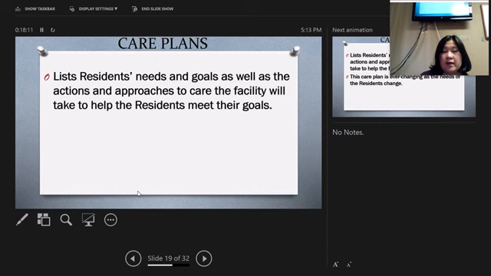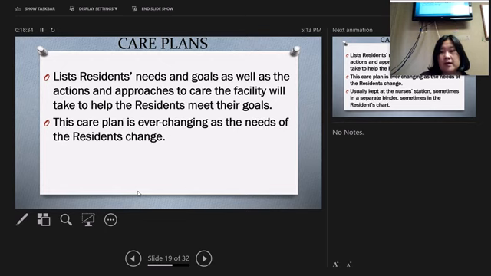But our care plan is important for you. It lists the resident's needs and goals, as well as the actions and approaches to care that the facility needs to help this resident meet their goals. So on your national exam, it's going to ask you, what is the written plan that tells us about the needs and the goals of each individual person? It is their care plan. And you need to look at their care plan before you do anything to them.